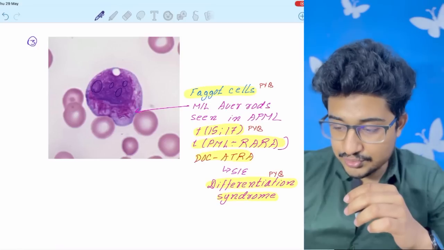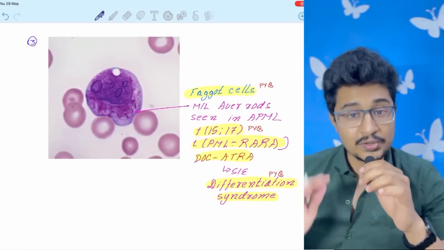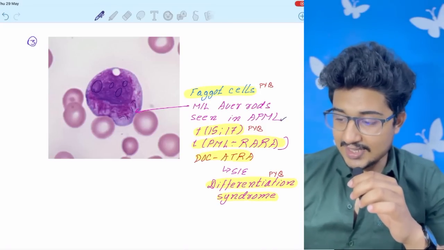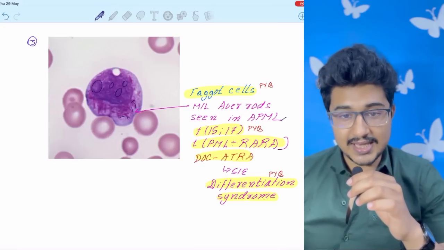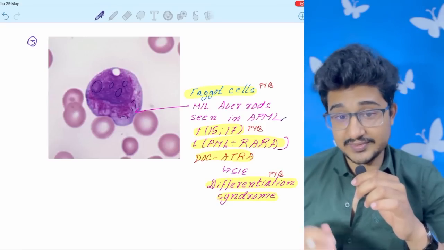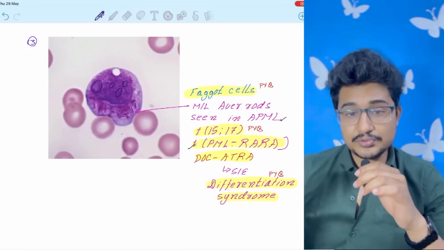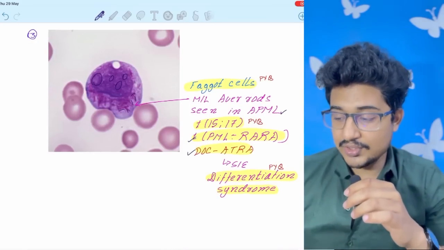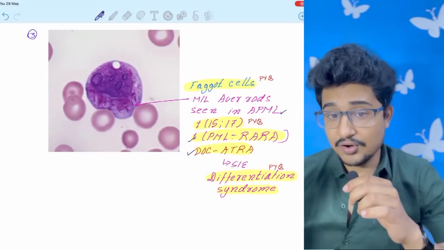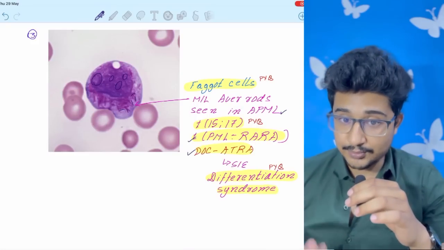In the myeloblast you see some rods. These are called Auer rods. When there are multiple Auer rods, it is called a faggot cell and it is seen in APML or AML M3. The translocation most commonly associated is the 15;17 and it is called PML-RARA translocation. Drug of choice is all-trans retinoic acid, which has markedly improved the disease prognosis. And the side effect of ATRA is the differentiation syndrome, where you can see some pulmonary infiltrate.